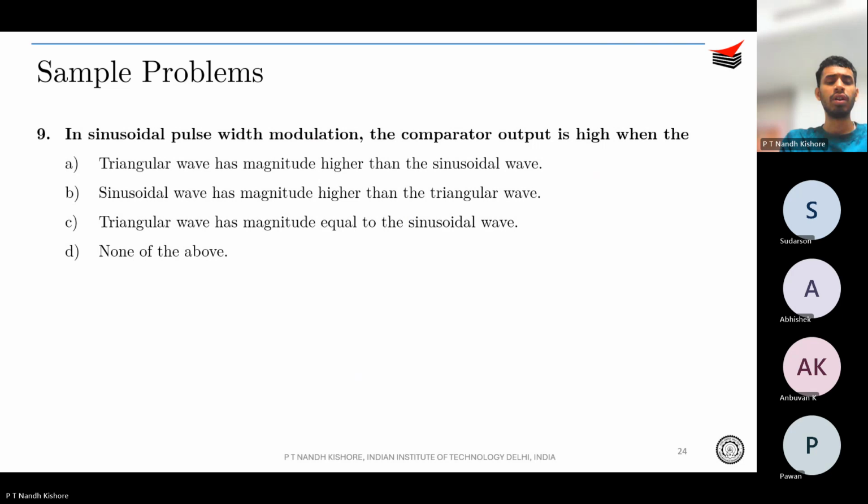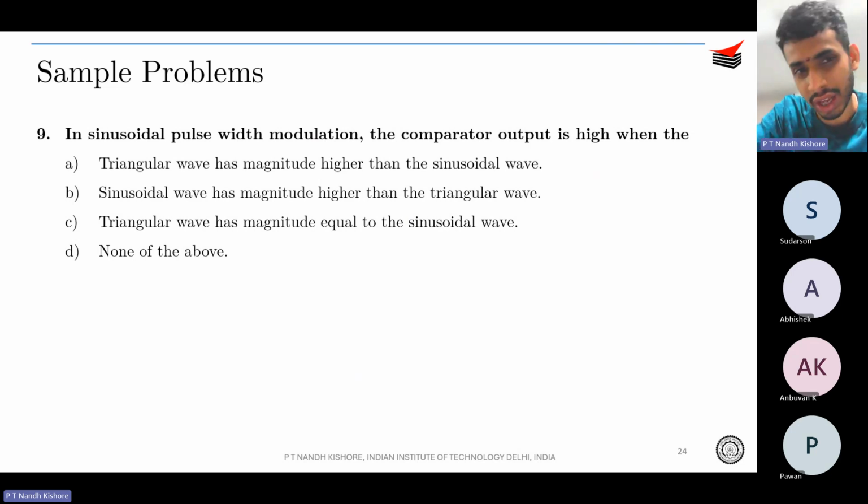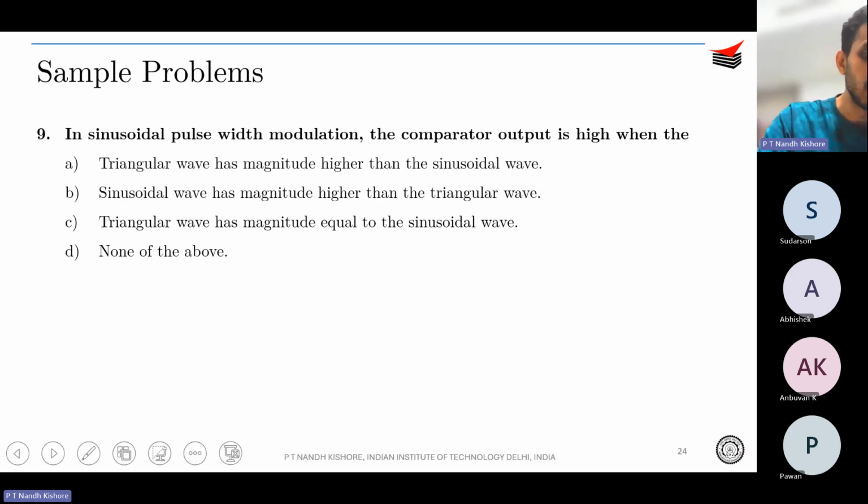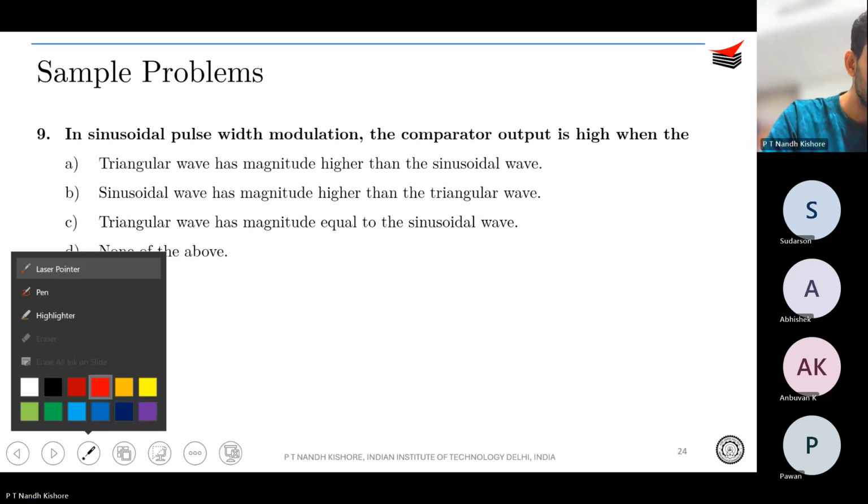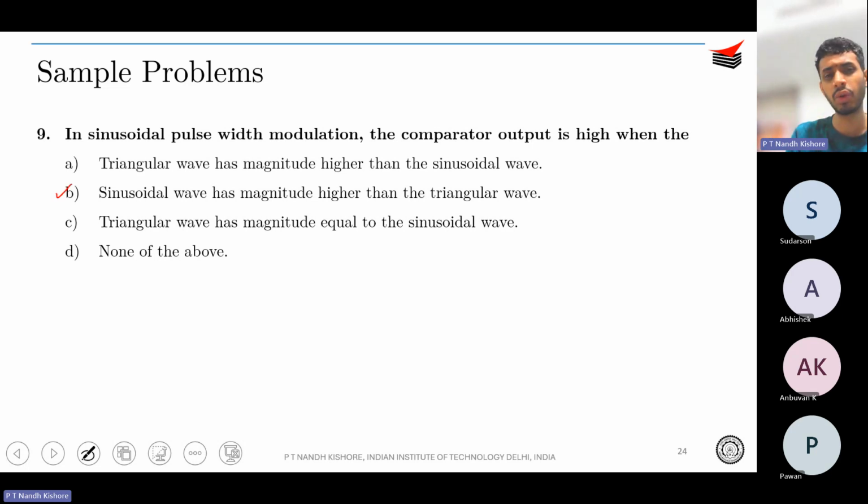Okay, so far so good. We will go to the next question. In sinusoidal pulse width modulation, the comparator output is high when dash. Triangular wave has magnitude higher than the sine wave. Sine wave has magnitude higher than triangular wave. Triangular wave has magnitude equal to sine wave. None of the above. Okay. So generally, both A and B can be used for generating the PWM pulses. As a convention, we take option B. That is, when the sine wave goes more than the triangular wave, the comparator output goes high.